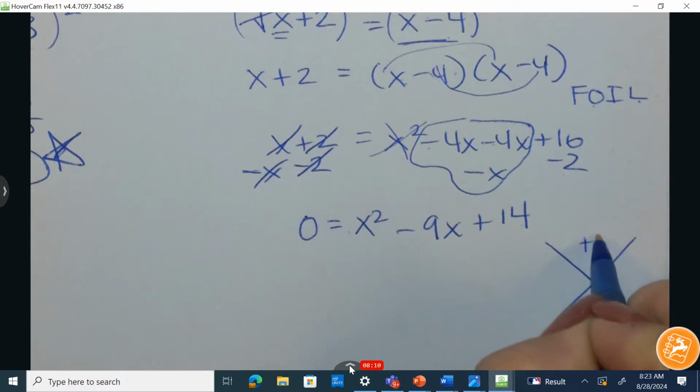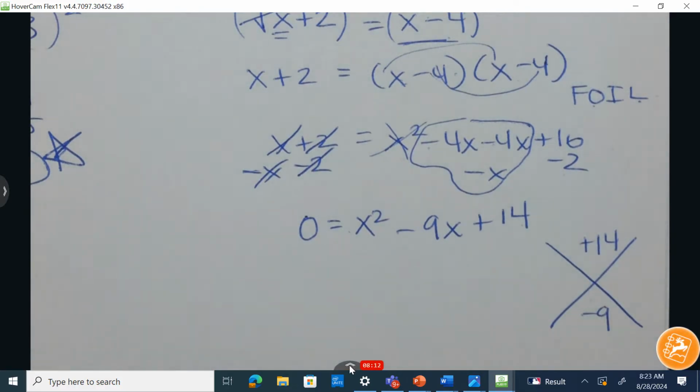1 times 14 is 14. Are there 2 numbers that multiply to give you a positive 14 and combine to give you a negative 9? There are. Negative 7 and negative 2. Both negatives, so they multiply to give us a positive and combine to give us a negative.